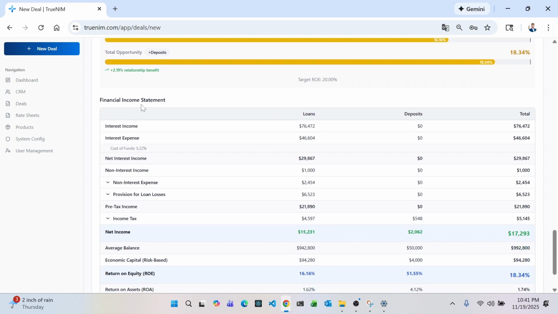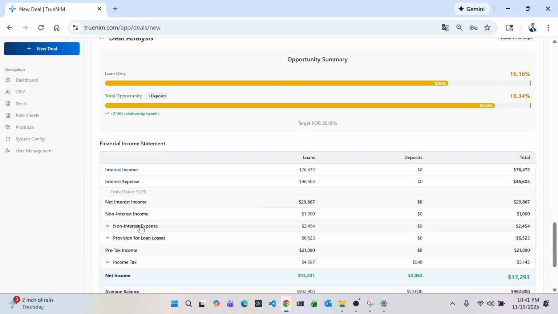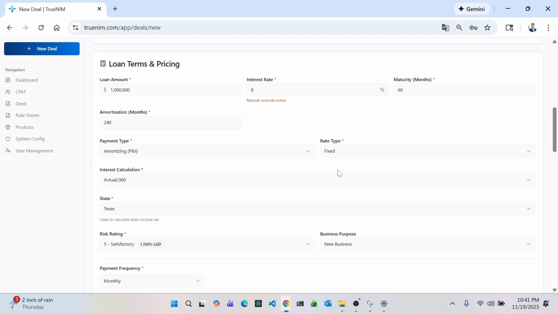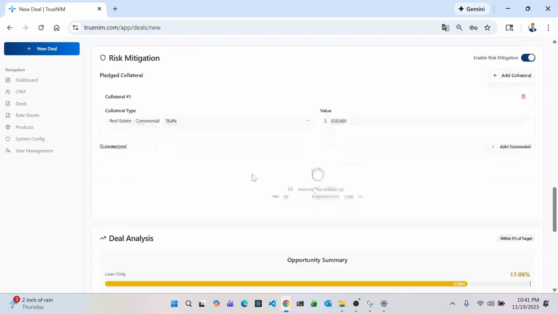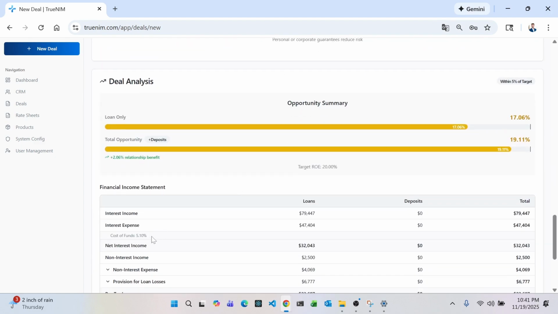Now here at the bottom, you're going to see a traditional financial income statement. You'll see your interest income and your interest expense associated with the deal. So this cost of funds, I wanted to call this out because it is very important. Right now, we are doing a 5-year loan, 60 months. But if I change this, let's just say it was 2 years, for example. That's going to change the cost of funds because money isn't going to be tied up as long as it would be for 5 years.